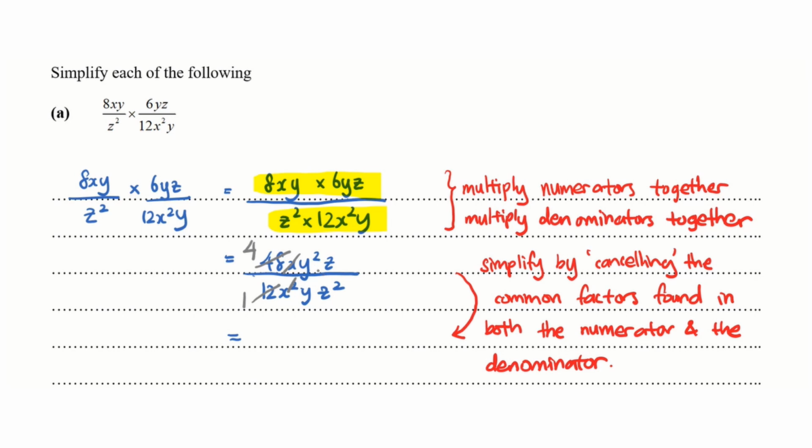Whereas for y squared and y, we will cancel away one single y, so we will be left with a single y in the numerator. Between z and z squared, we will also cancel away a single z, such that we are left with z in the denominator. Hence, we will be getting the answer 4y over xz. We need not put a 1 in the front because by convention, we typically do not write the 1s. So this would be the answer for question 4a.